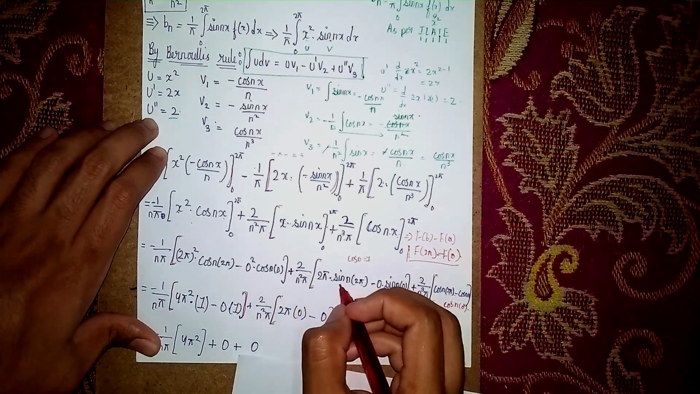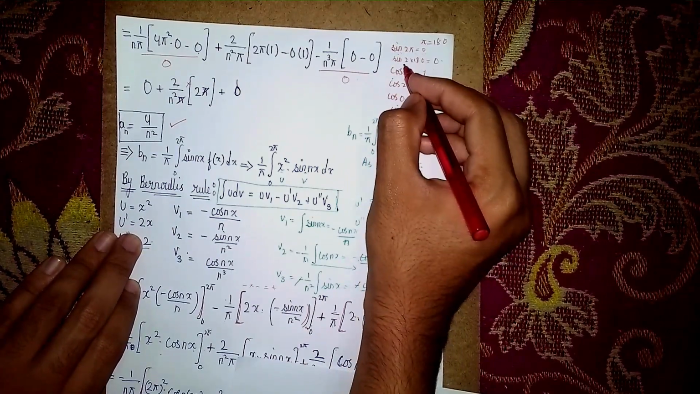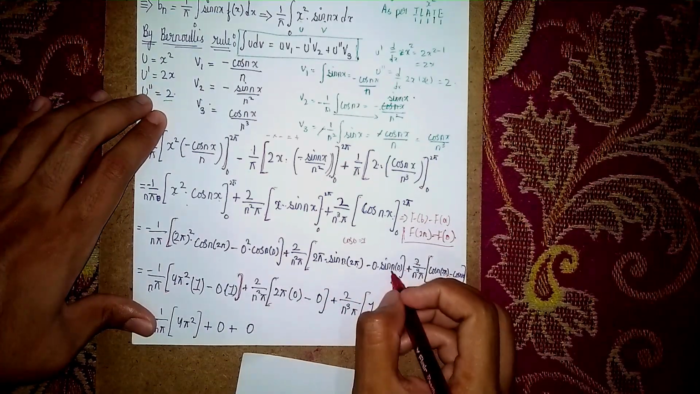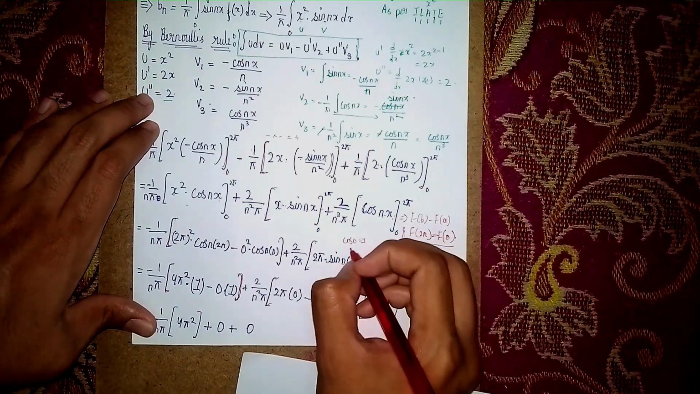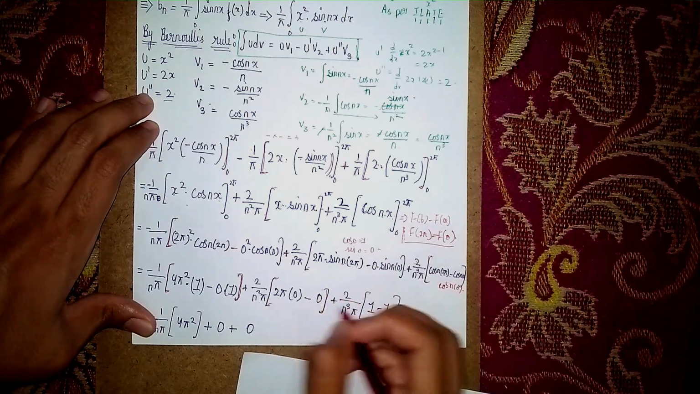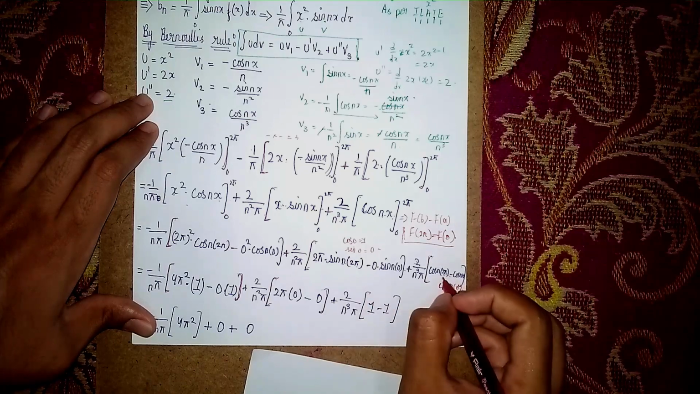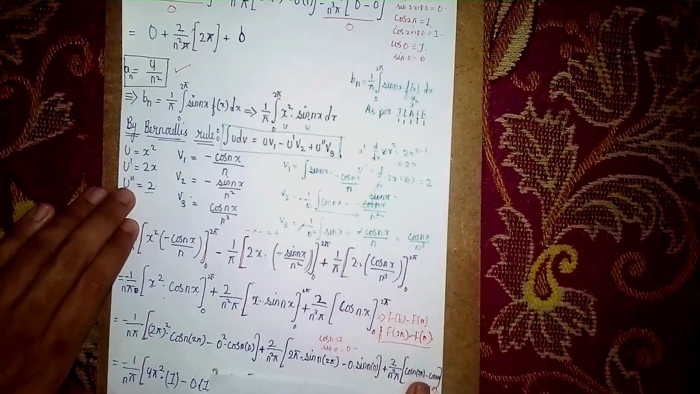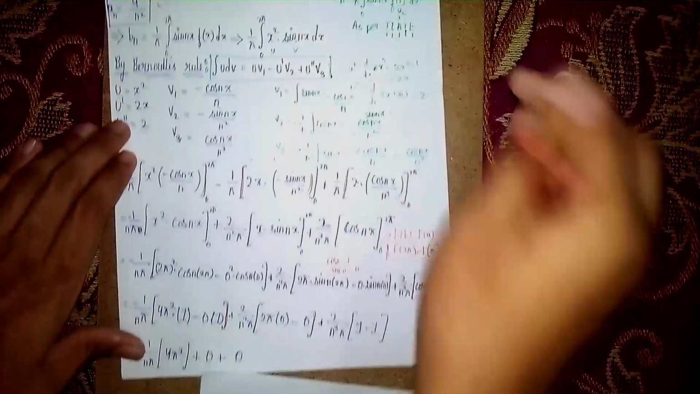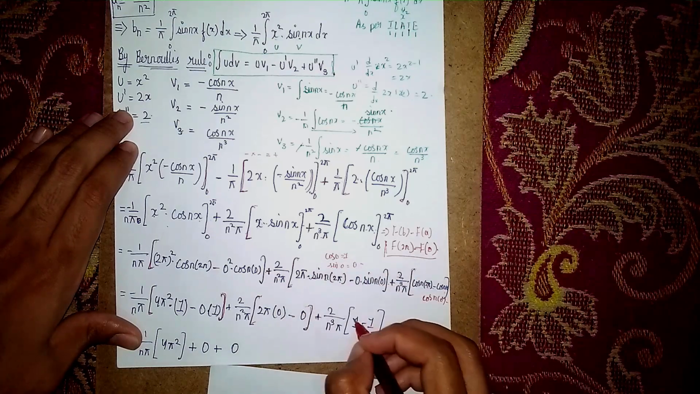Now sin 2 pi, I have written sin 2 pi is equal to 0, or sin 2 into 180 is equal to 0. So it becomes 0, then minus 0 into sin 0, which is 0, since sin 0 is equal to 0. Then plus 2 by n cube by pi, then cos 2 pi, which is equal to 1. Cos 0 I am also writing as 1, so 1 minus 1 becomes 0.